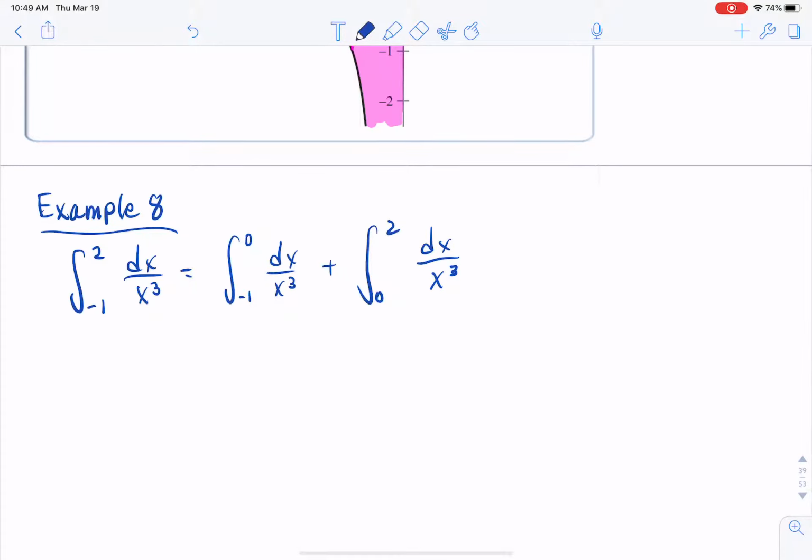And now I can pretty much conclude that I'm done here, because we've already shown that this part here diverges.